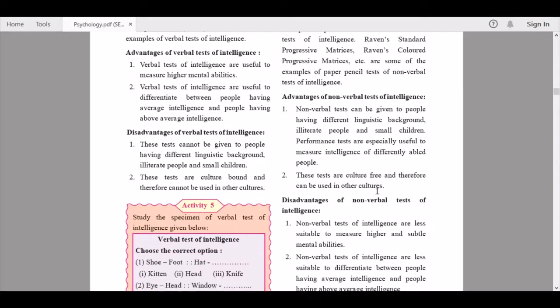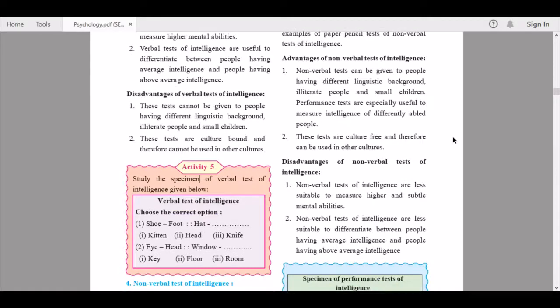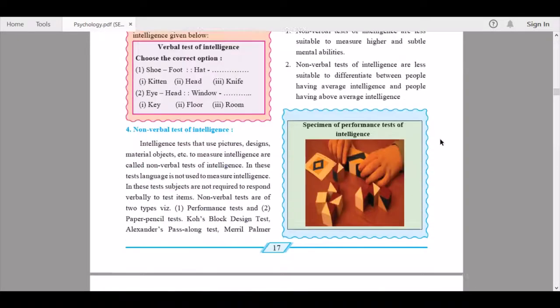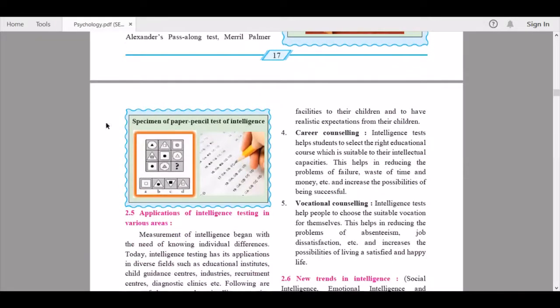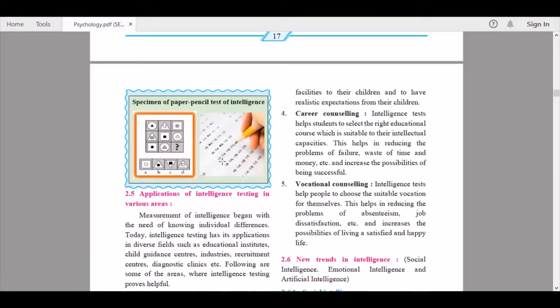Disadvantages of non-verbal tests of intelligence. The first pointer here says non-verbal tests of intelligence are less suitable to measure higher and subtle mental abilities. Pointer number 2. Non-verbal tests of intelligence are less suitable to differentiate between people having average intelligence and people having above average intelligence. Here, the specimen of performance test of intelligence has been given so that you can get a better understanding of non-verbal tests and a paper pencil test of intelligence.